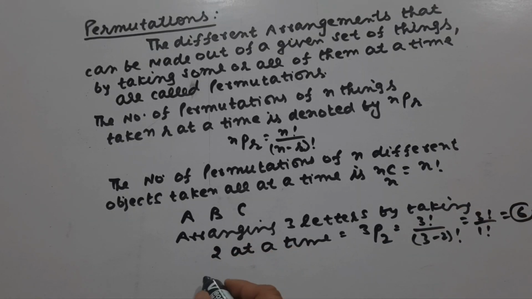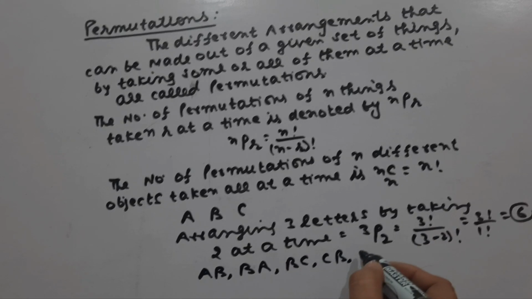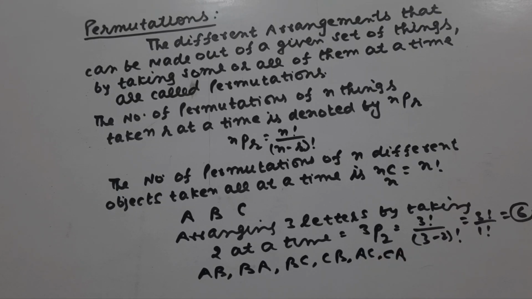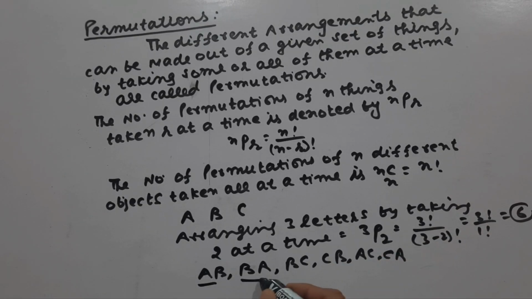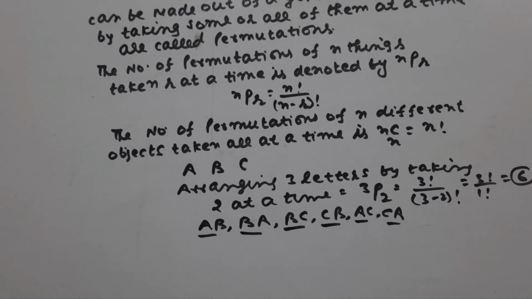Now I tell you, the 6 arrangements are AB and BA, then BC and CB, then AC and CA. So when we want to arrange 3 letters by taking 2 at a time, then the number of possible arrangements will be 6, and these 6 possible arrangements will be AB, BA, BC, CB, AC and CA.